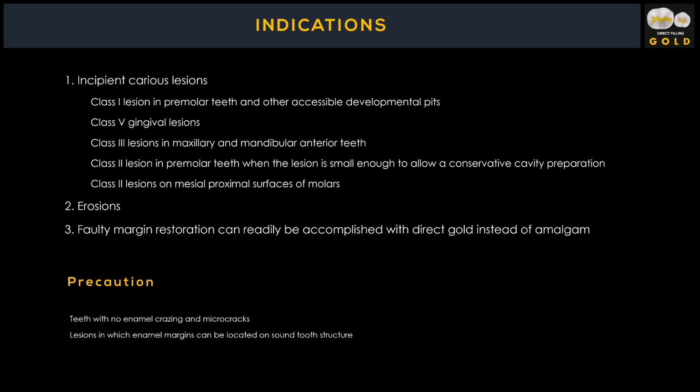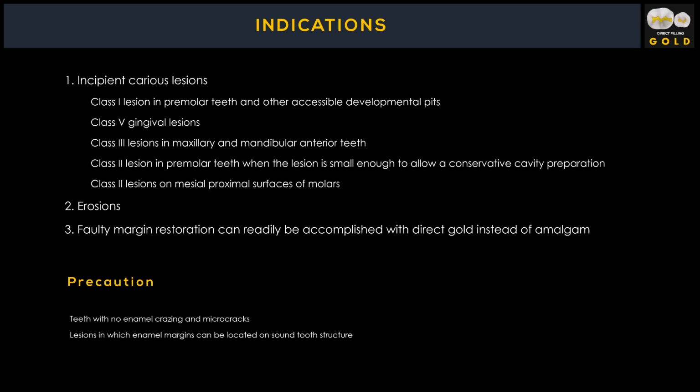Then small class 3 lesions in maxillary and mandibular anterior teeth which are not aesthetically visible. Class 2 lesions in premolar teeth when the lesion is small enough to allow a conservative cavity preparation, and class 2 lesions on the mesial proximal surface of molars. Whenever there are erosive lesions, we can go for direct filling gold restorations. Another very important indication is to repair the faulty margins of restorations.